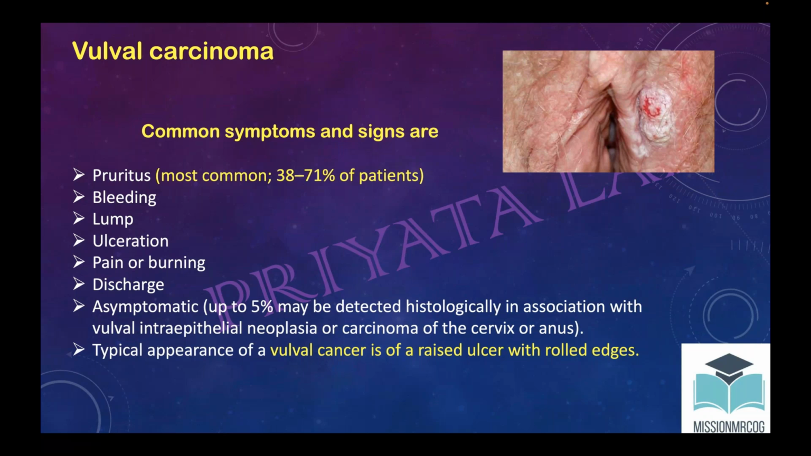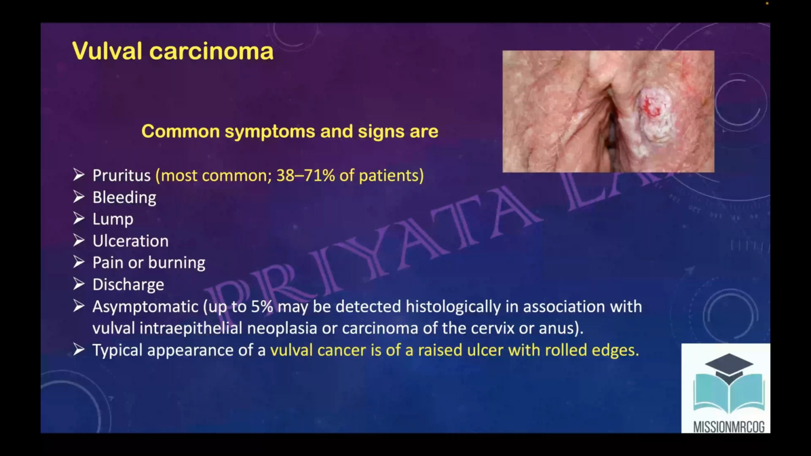The typical appearance of a vulval cancer lesion is a raised ulcer with rolled margins. So this is a raised ulcer with rolled-out margins. This kind of lesion is the typical appearance. Apart from this, when you do your questions, this will also be a keyword that helps you find that you are dealing with a malignant lesion.